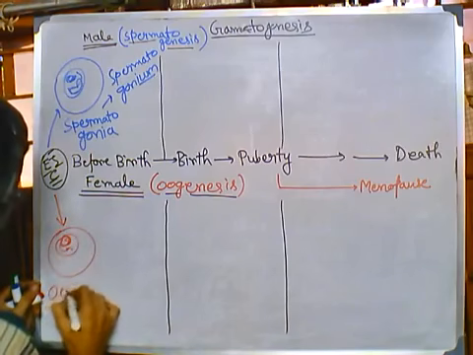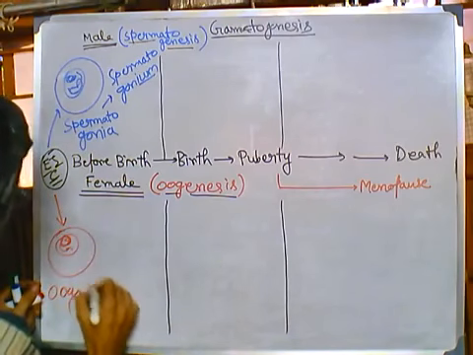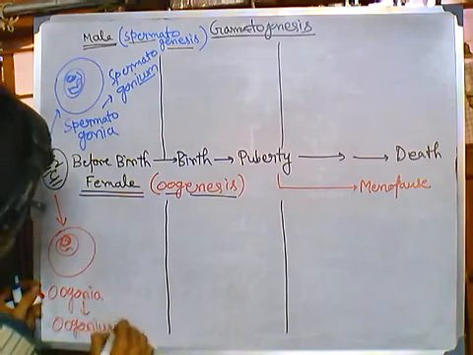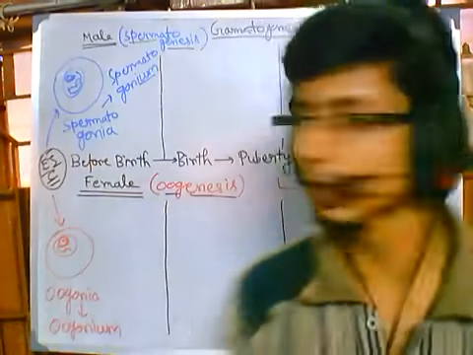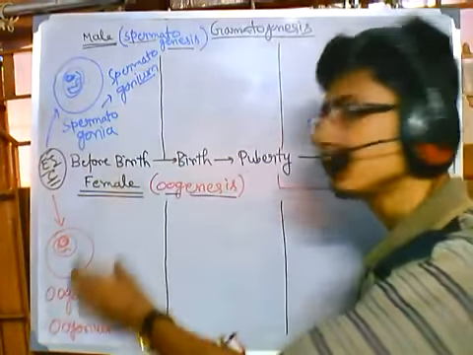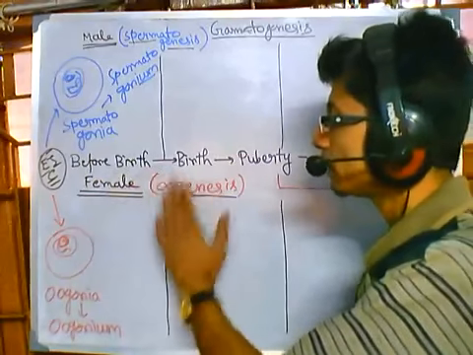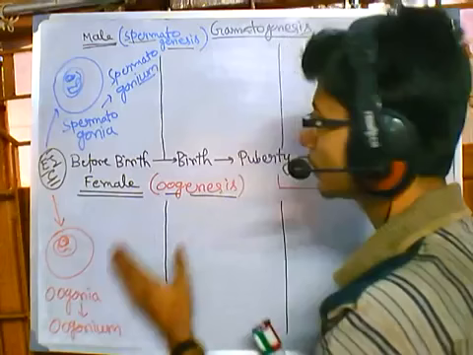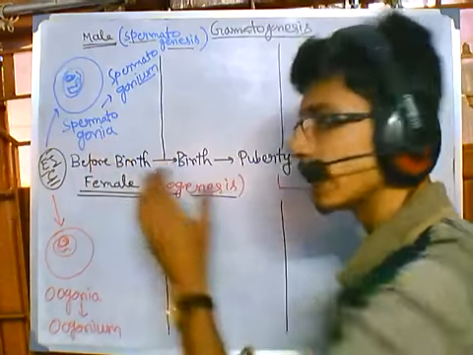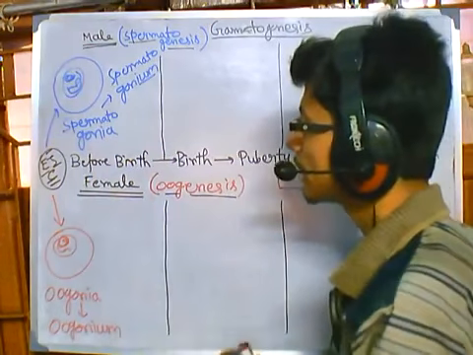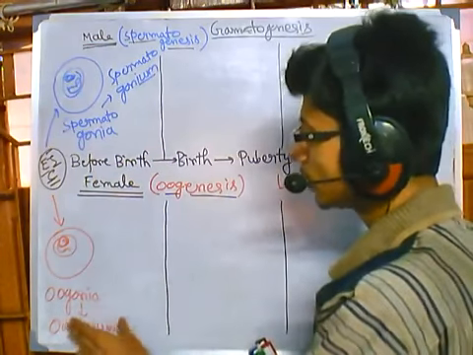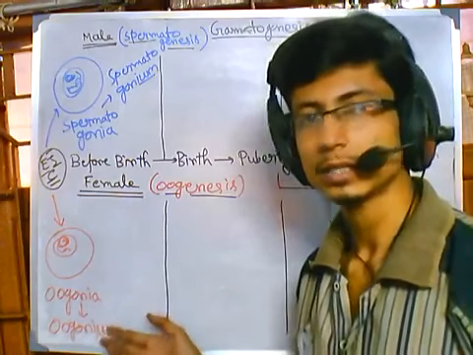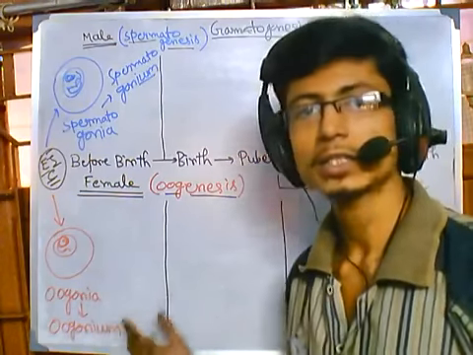So oogonia, and from this we will produce oogonium. This production of spermatogonium and oogonium will happen before the birth of that particular baby. So it is going on during the developmental stages, after the gastrulation obviously. Now these are the totipotent cells. Okay, so these kinds of cells are actually totipotent cells.